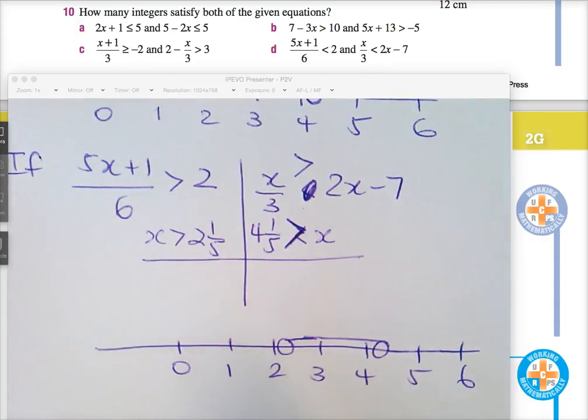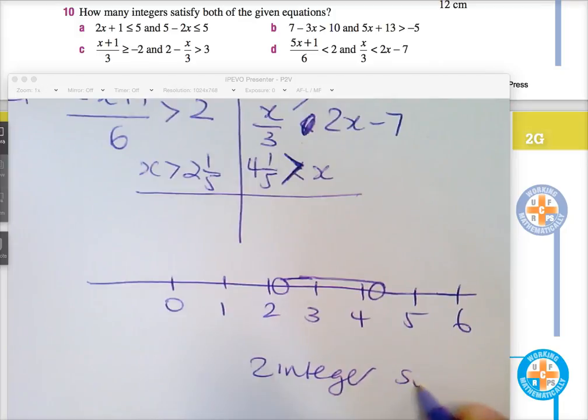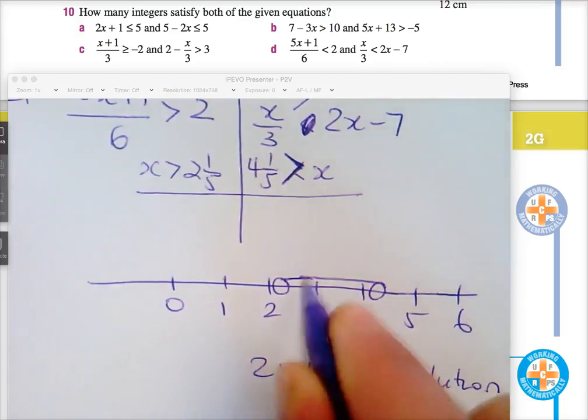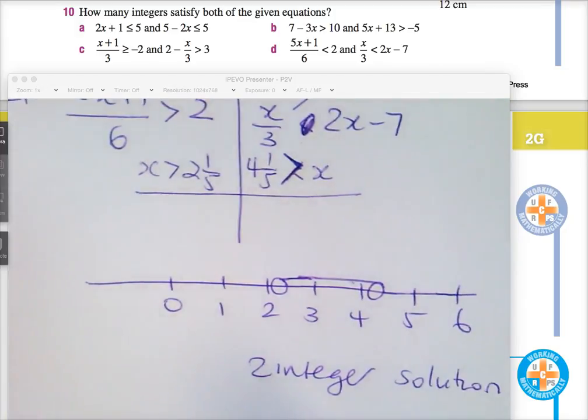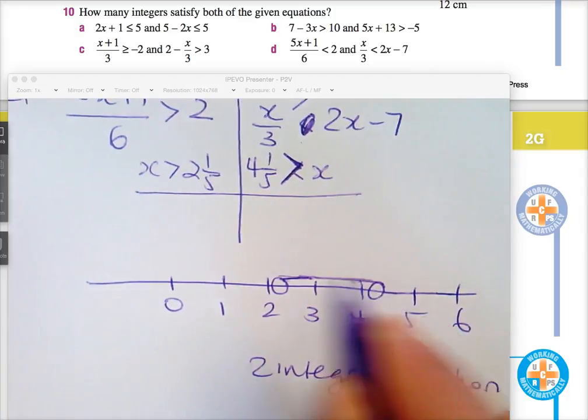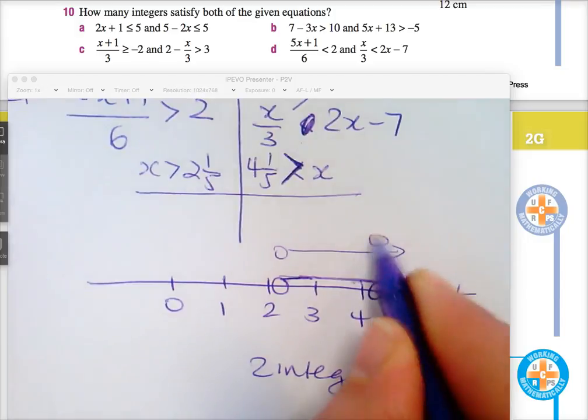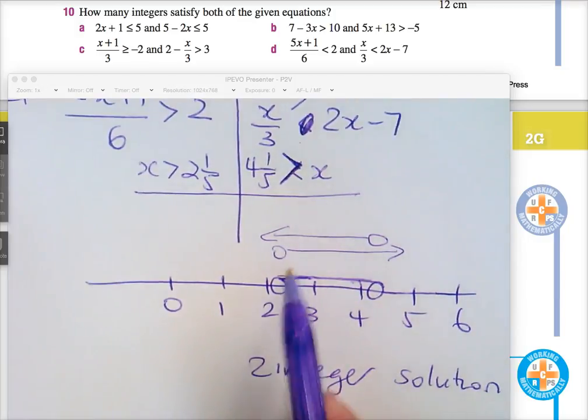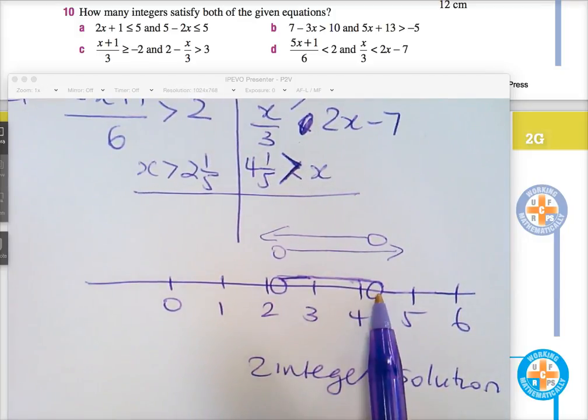All right, how many integer solutions? 2. Good. Okay, I get it. 2 integer solutions for this one because 3 and 4 are the answers to both of them. So you've got to go greater than 2 and 1/5, but less than 4 and 1/5. The overlap is between those two.